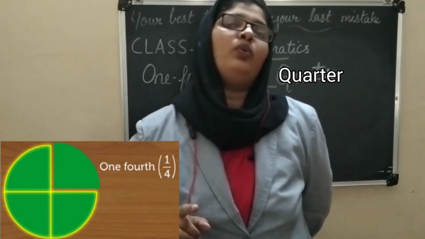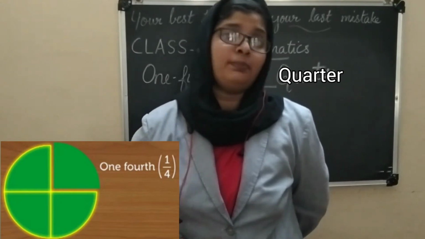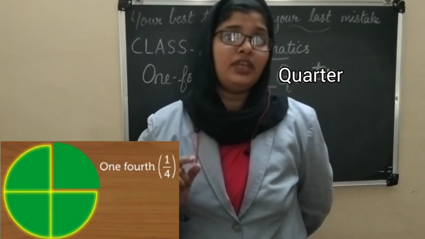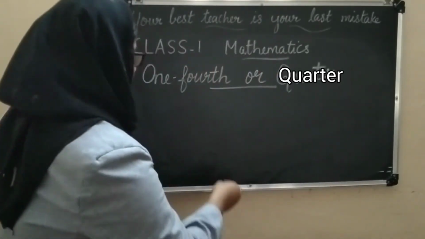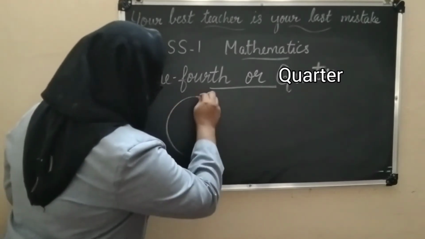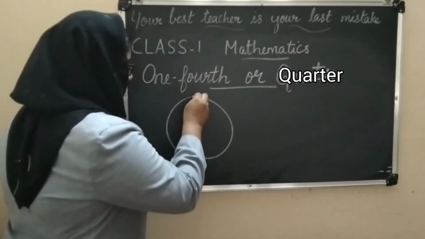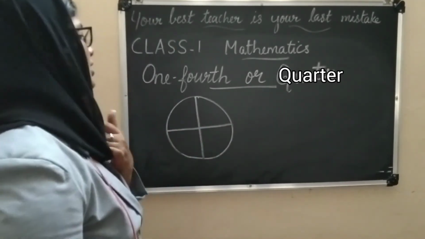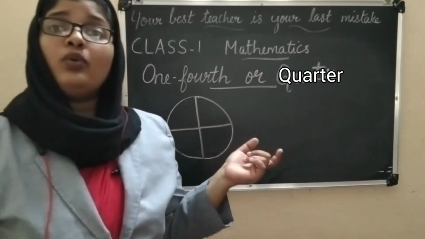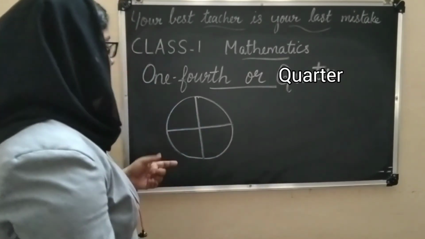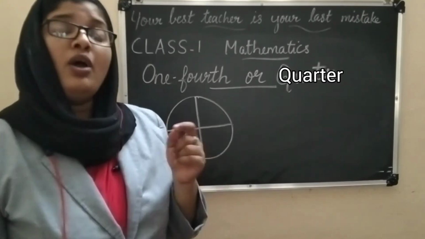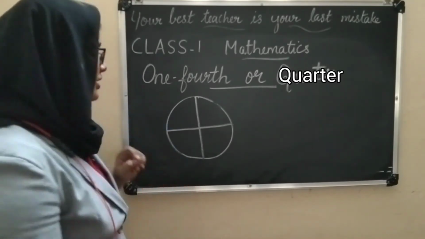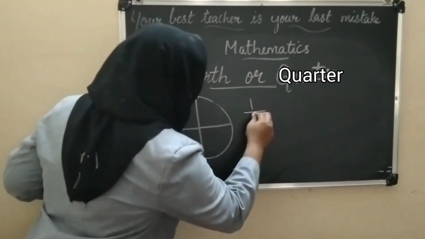Each equal part is called 1/4 of the whole. So I will draw that circle once again. Okay, the circle is cut into 4 equal parts. Each equal part is called 1/4 of the whole. 1/4 is written as 1 by 4.